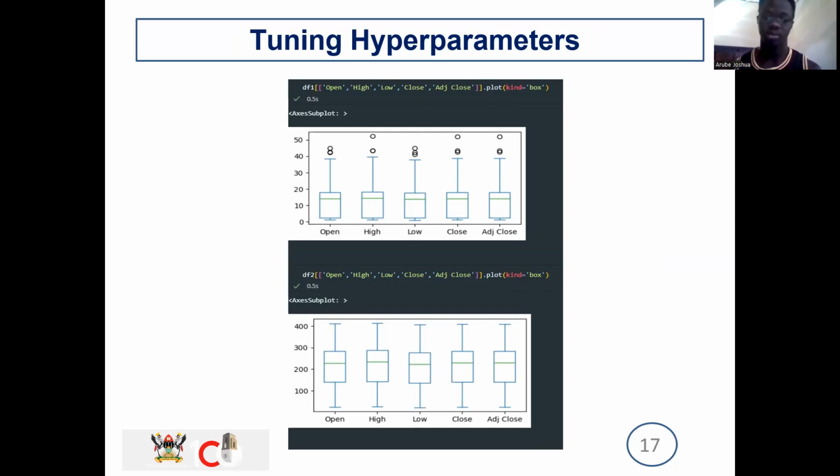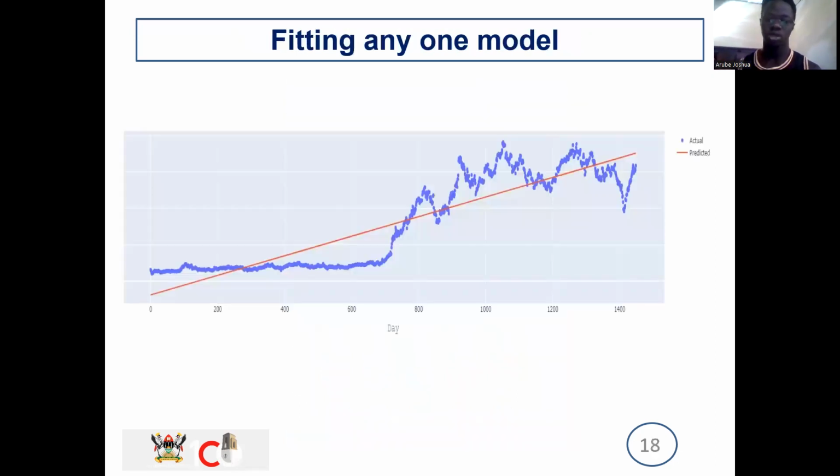Then tuning hyperparameters. This is how we try to make our model fit and work with linear regression. This is after categorizing it into two and splitting it into high and low values. Here we had very few outliers, and in the high values, we didn't have any outlier. So our model was actually quite good.